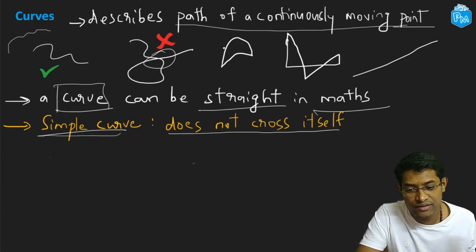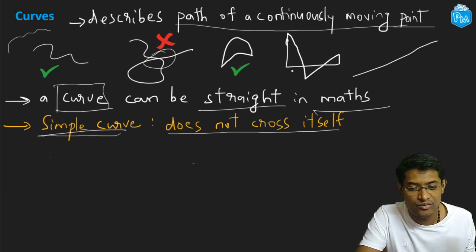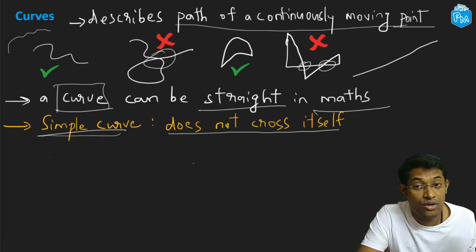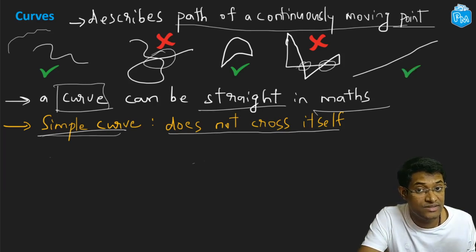What about this one? No, it does not cross. Even though it meets over here, it does not cross itself anywhere, right? So yes, this is also a simple curve. What about this one? Yes, over here it crosses itself, and over here you can see it crosses itself. Therefore, this curve is not a simple curve, right? And what about this straight line, which is also a curve in maths? It does not cross itself. So yes, that is also a simple curve.